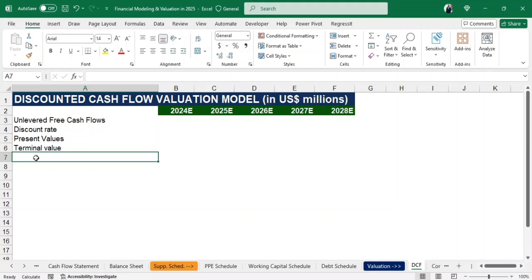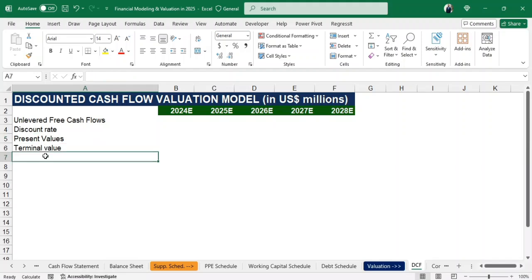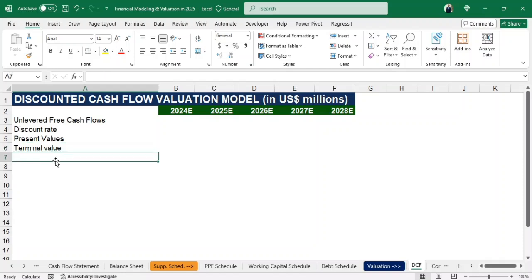And so after we determine our terminal value, we are going to discount this terminal value as well into its present value. So at the end of the day, what we will do is sum the present value of our unlevered free cash flows and the present value of our terminal value to obtain our enterprise value, or the EV of the business, and that becomes the value of our business.